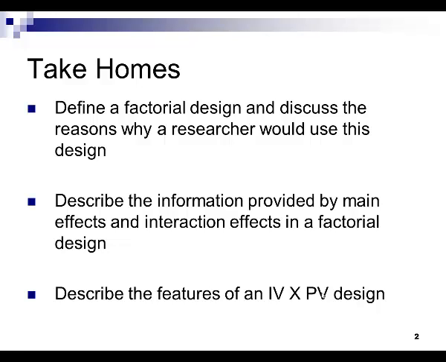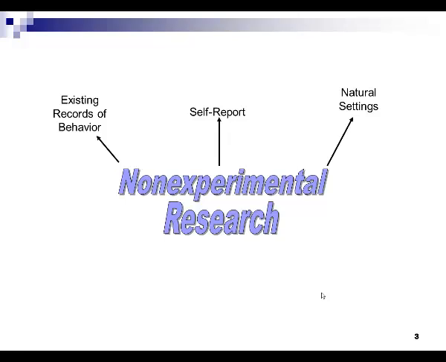So at the end of today's lecture, I'd like for you to be able to define a factorial design and discuss the reasons why a researcher would use this design. I'd like for you to be able to describe the information provided by main effects and interaction effects in a factorial design, and describe the features of something we call an independent variable by participant variable, or PV design.